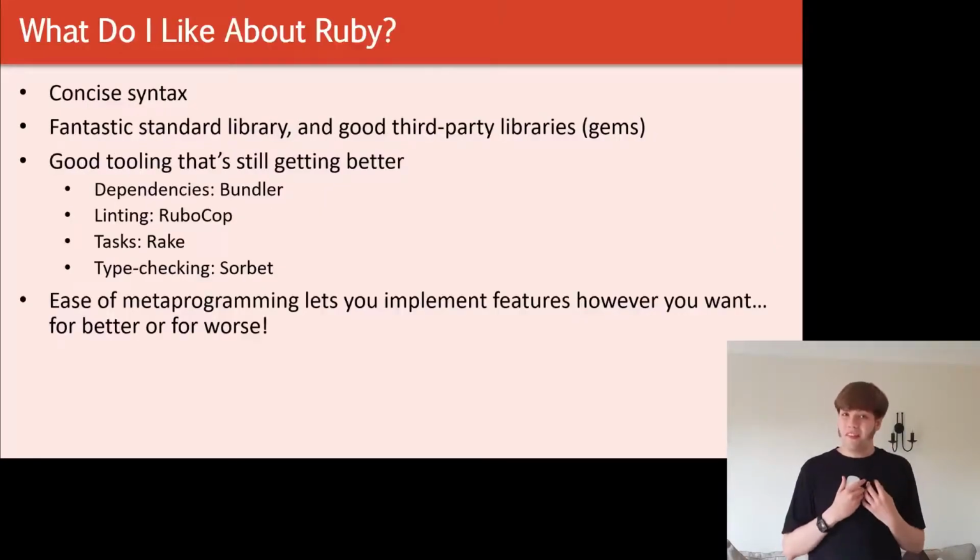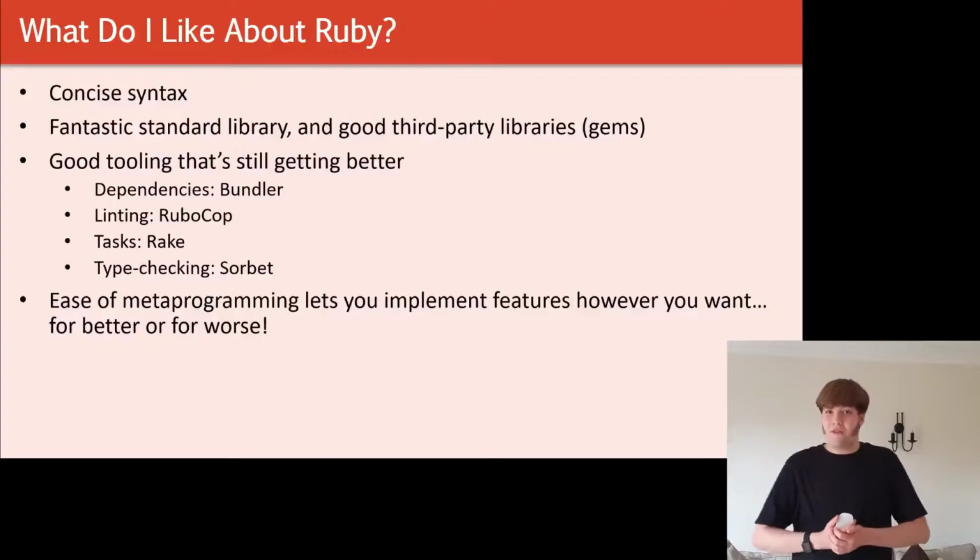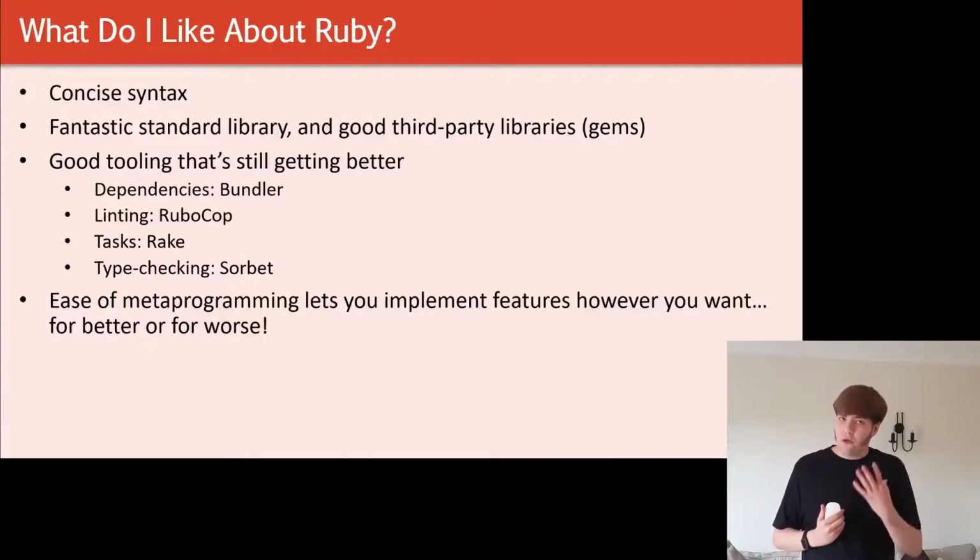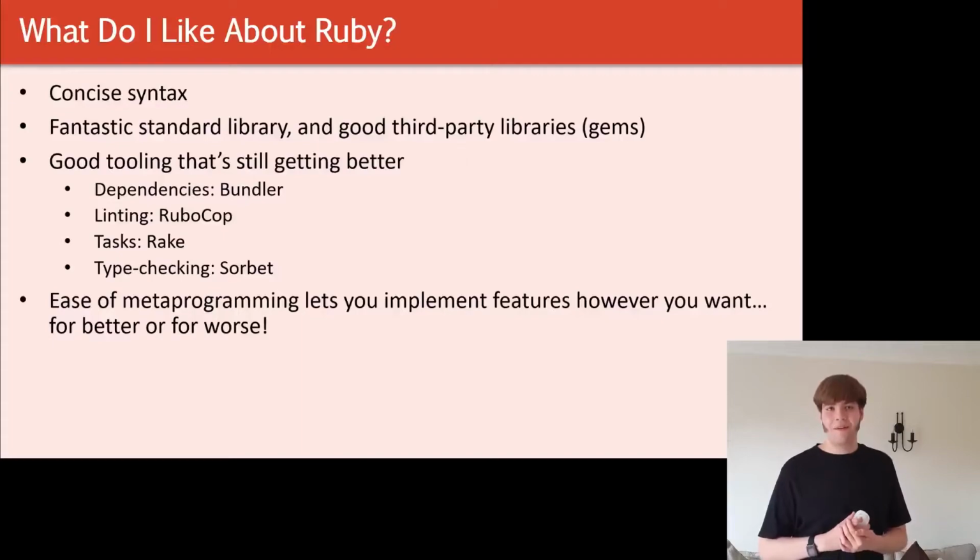What do I personally like about Ruby? Again, it has a nice concise syntax that I find easy to read and write. The standard library is great, especially for dealing with collections and iterators. I find the tooling to be really good, and new tools coming along like the Sorbet type checker mean that it's getting even better. And back to Ruby's core thing, metaprogramming. Lets you implement features however you want, whether or not that's a good thing to you.